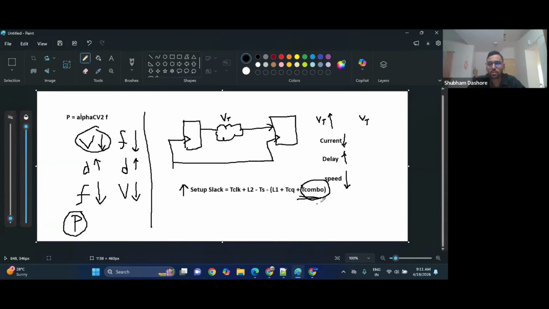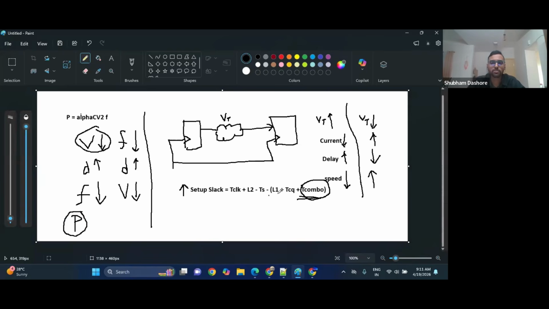So to reduce the delay, we will use a fast switch. So how can we use a fast switch? If the speed is very high, it will consume more current. Current will be high, delay will be very less. So if current is high, it means we need to take a low VT cell. So this is how we can use multi-VT cells depending upon the requirement.